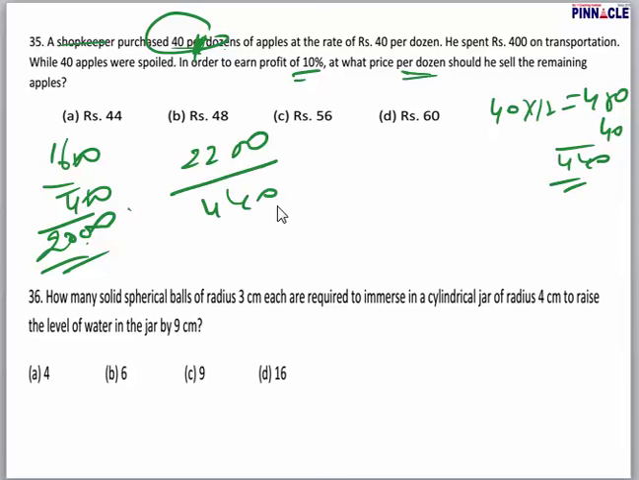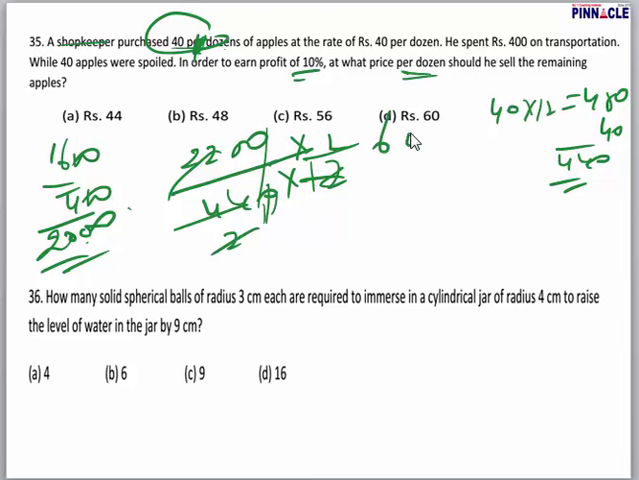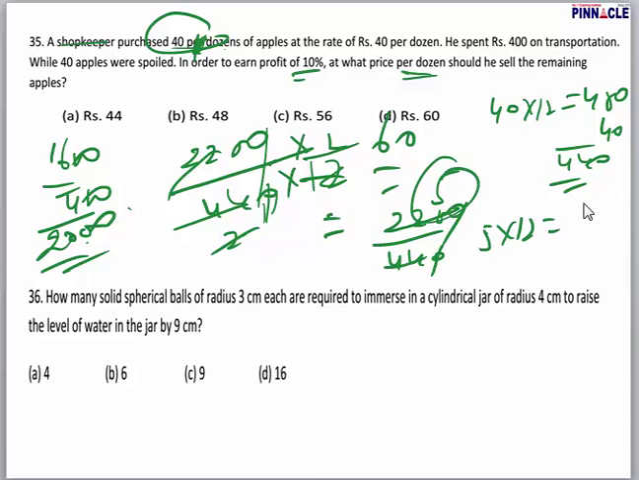Divide 2200 by 440, and it will be the price of one apple. If we multiply by 12, we get the per dozen price. 2200 divided by 440, the price of one apple is 5 rupees. The dozen price is 60 rupees. This is the selling price that we have got. D should be the answer.